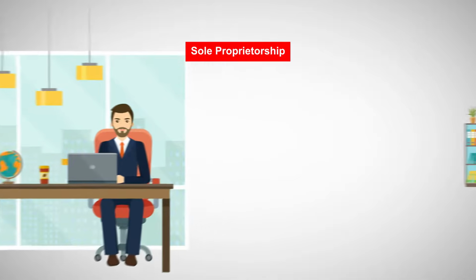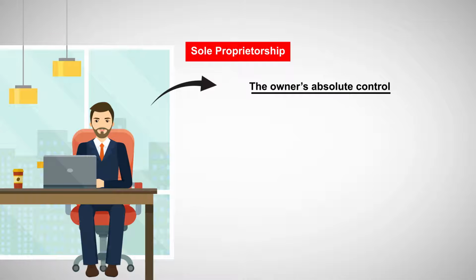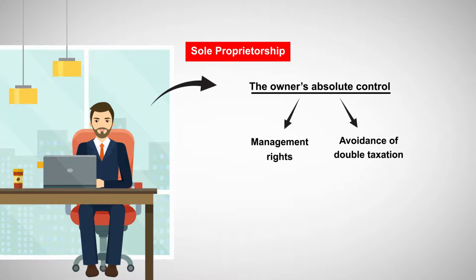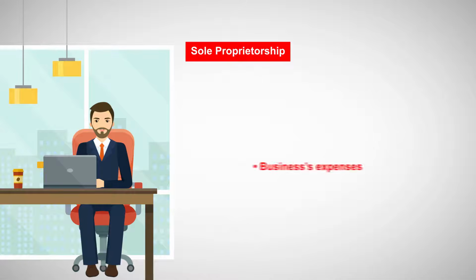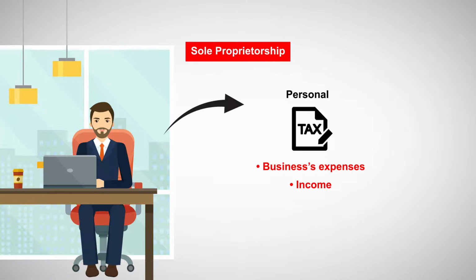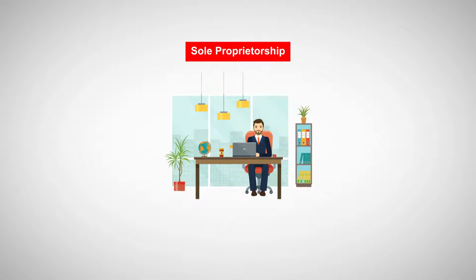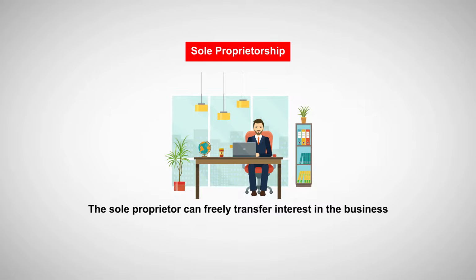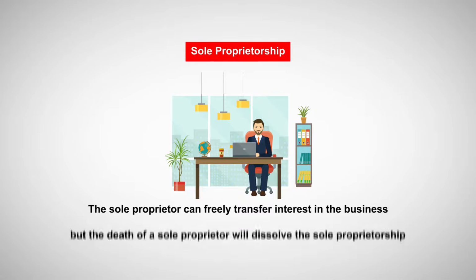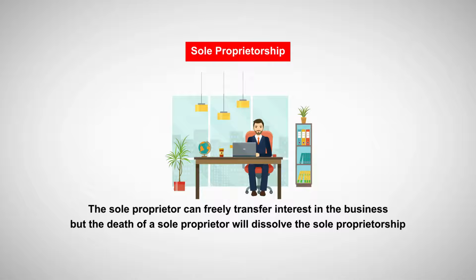The main advantages of this business entity form include the owner's absolute control in terms of management rights and avoidance of double taxation, as sole proprietorships are not separate legal entities. The sole proprietor reports the business's expenses and income on his or her own personal income tax return. The main disadvantage of a sole proprietorship is the owner's unlimited personal liability for losses of the business. The sole proprietor can freely transfer interests in the business, but the death of a sole proprietor will dissolve the proprietorship.